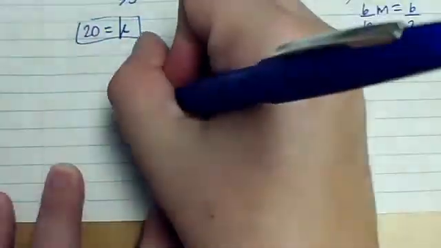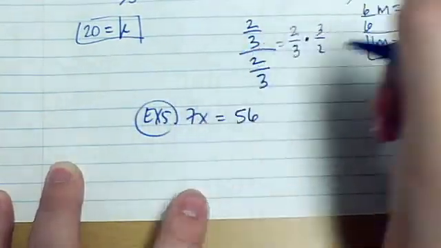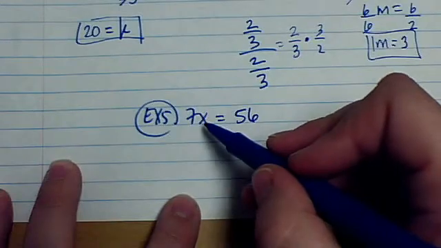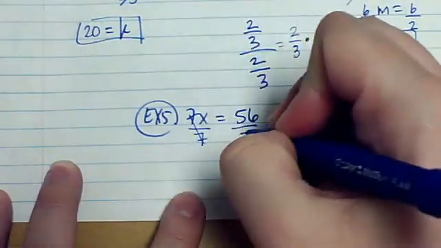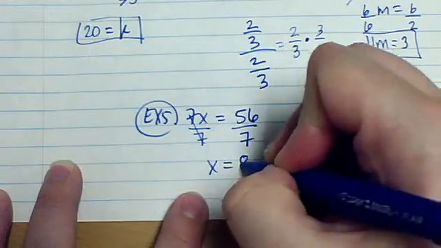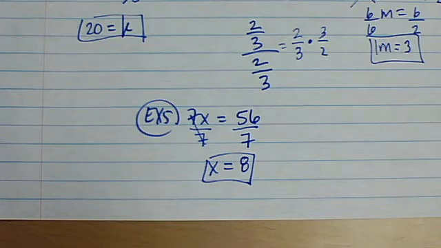Okay, last example. I have 7x equals 56. Okay, well this means 7 times x, so to undo multiplication I divide. So I'm going to divide by 7. So x equals 8.